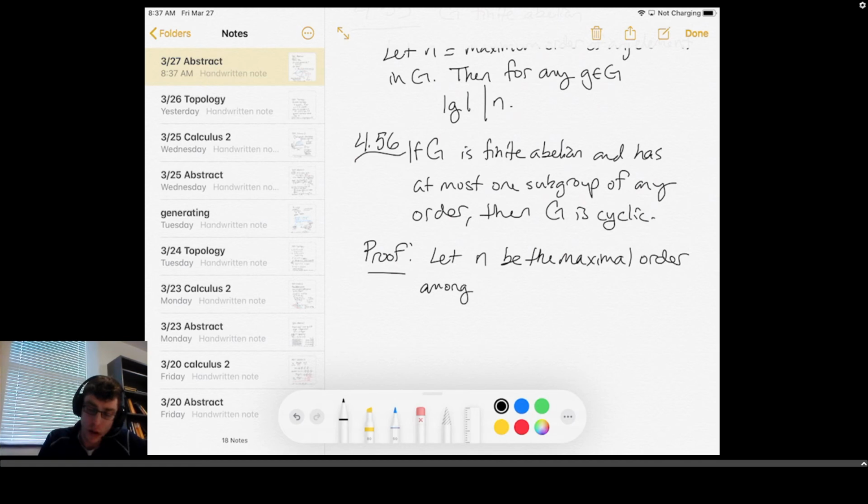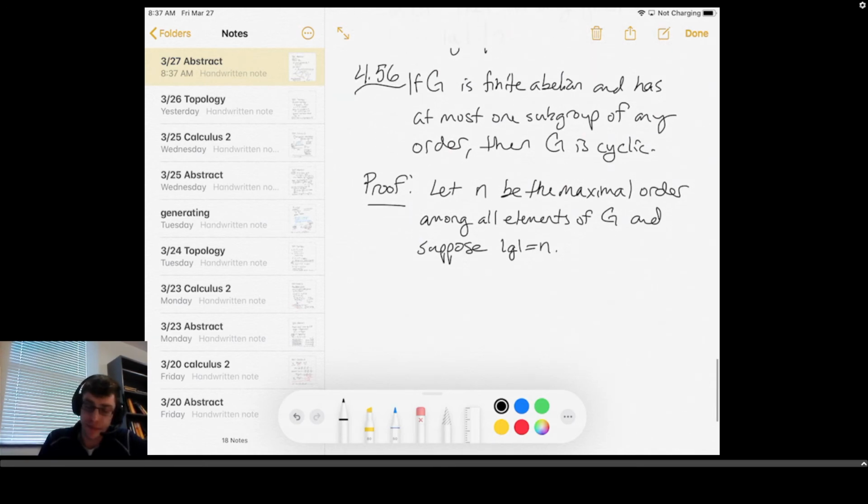Among all elements of big G, since an order exists, there has to be some element that has the maximal order. Suppose the order of this little g is equal to n. Then my claim is that this is my cyclic generator. So my maximal order element has to generate the whole group.